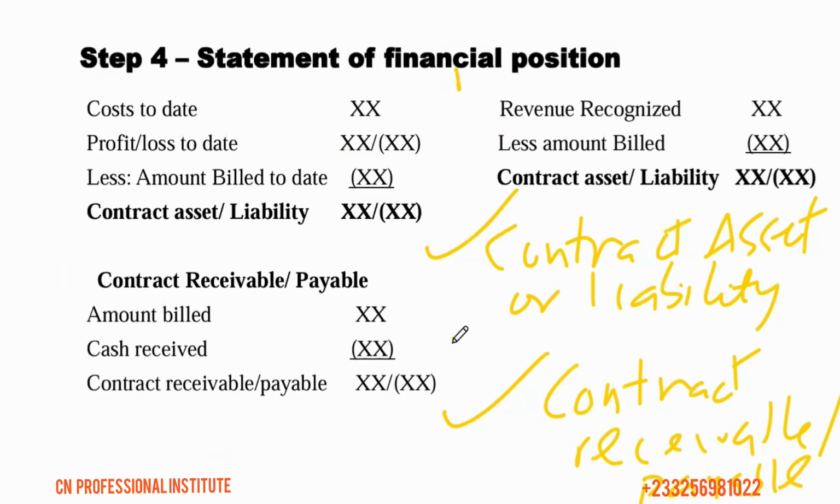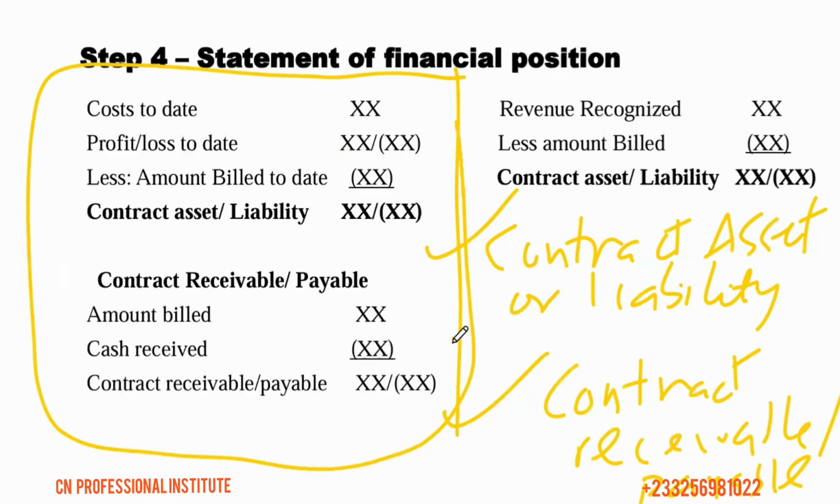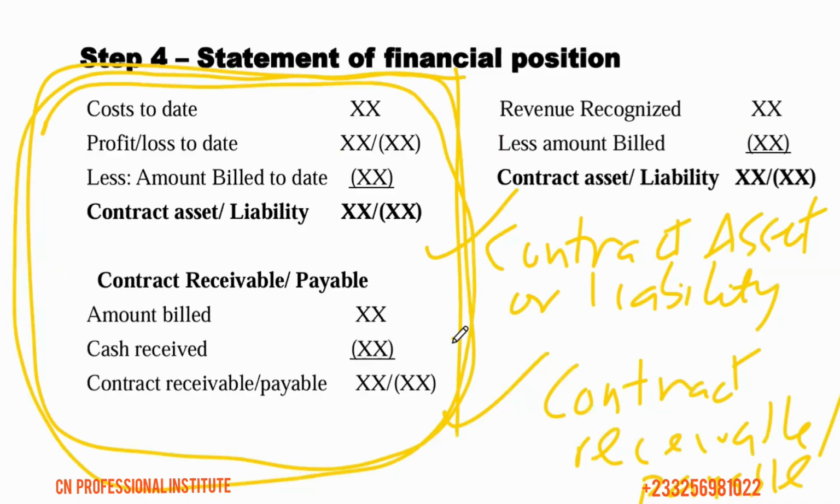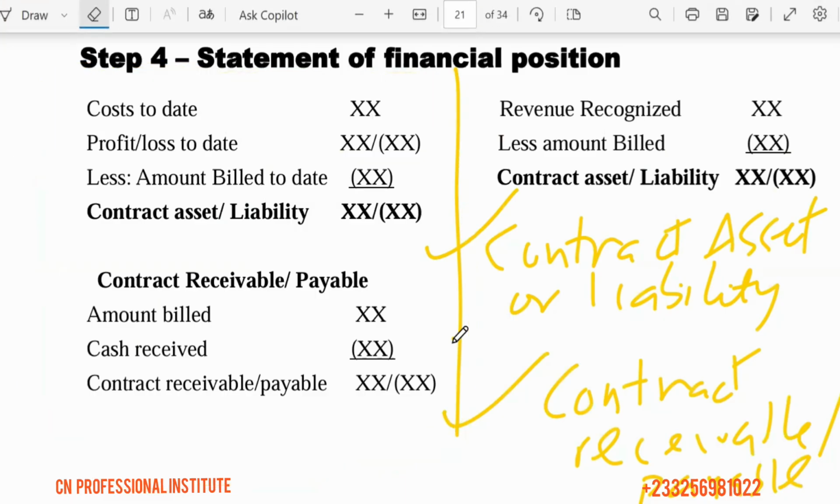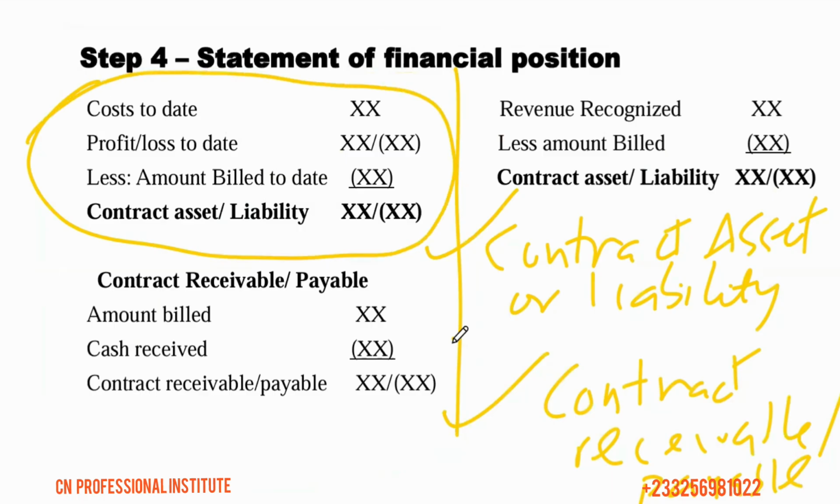Now, here it is the same thing. This one here is the old way we're looking at it. This is how we used to compute our contract asset or liability, and then the one on the other side here is the change that was made. So this is how we computed the contract asset or liability previously. This is how we're doing it.